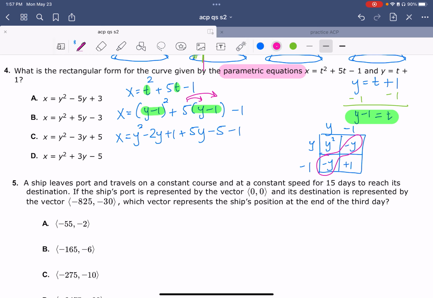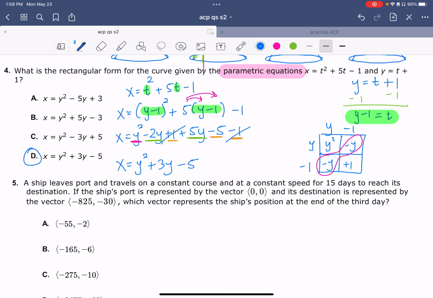At this point, you need to combine like terms. I have a y squared, but there's no other y squareds. I have negative 2y, positive 5y. And then the other terms are the numbers positive 1, negative 5, negative 1. So I'm going to combine my like terms. There's no other y squared, so that's coming down. Negative 2y plus 5y is positive 3y. And positive 1, negative 1 cancel, leaving you just negative 5. And the correct answer choice would be D as in dog.